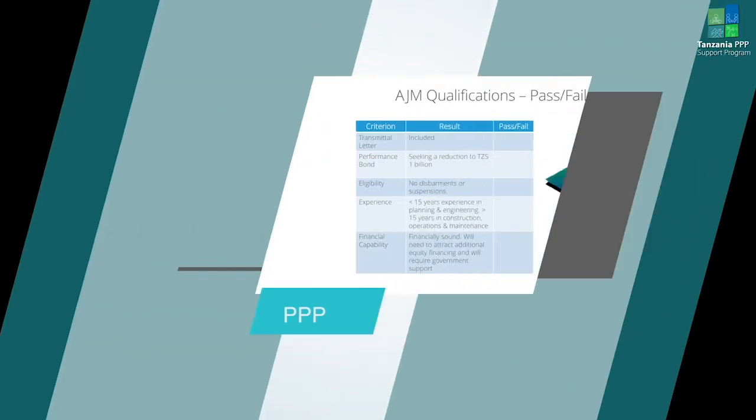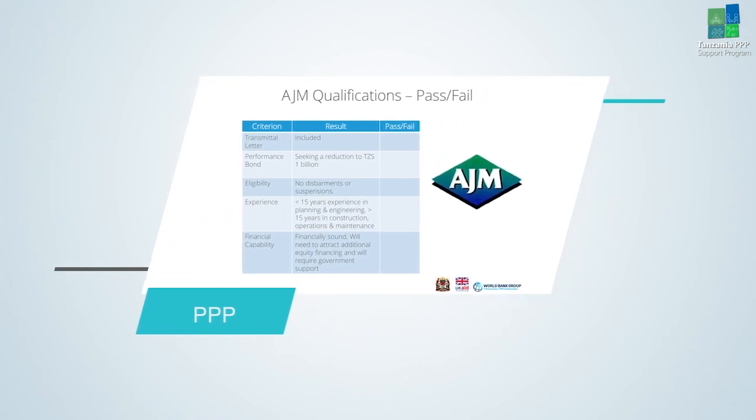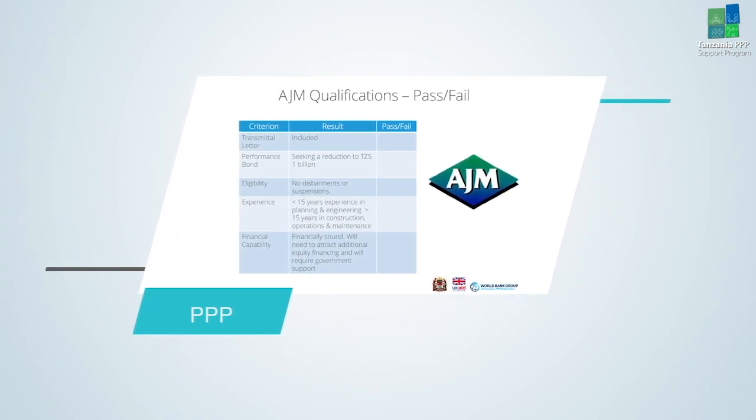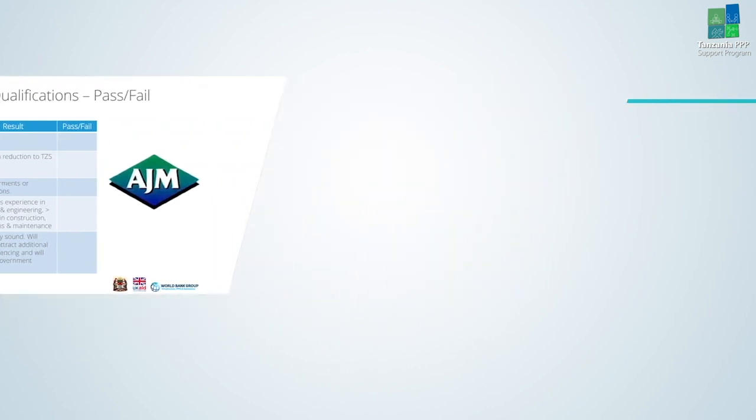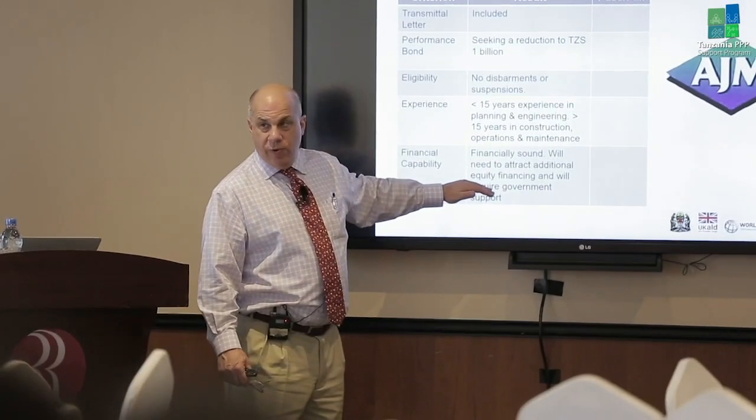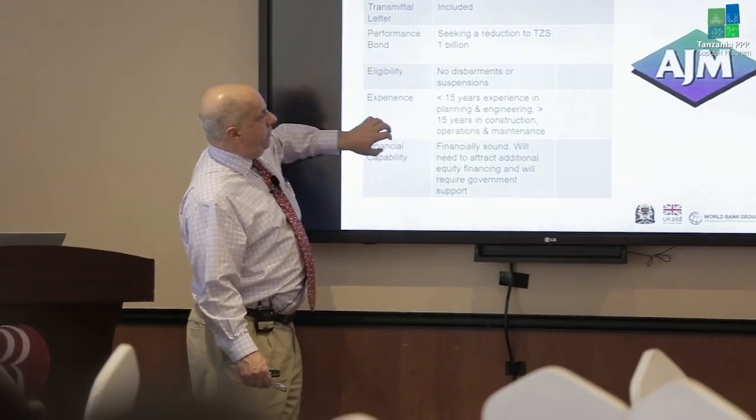So we have, I think it's 5. You received 5 firms that have submitted their qualifications. The first one is AJM, the first initials of my 3 children, Alice, Jack, and Mary. All right? And you'll see for each one we go through, you will have this pass-fail grid.